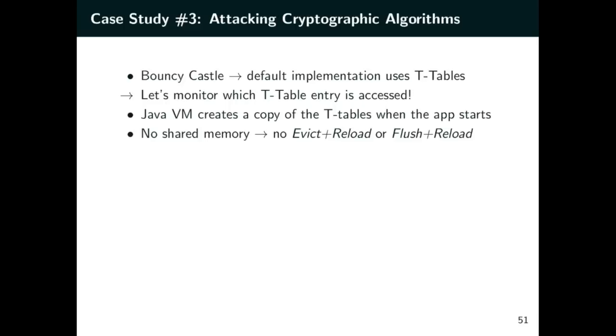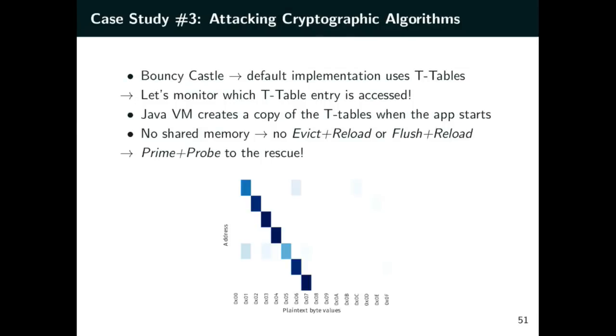So it means that we do not have any kind of shared memory, so we cannot use evict and reload or flush and reload. But at the beginning, I've shown you we have prime and probe if we don't have any kind of shared memory, so we just use that. And here's the kind of figure that you can have if the attack is successful. Here you have the plaintext byte values, and here the addresses. And the addresses are basically which T-table entry was accessed.